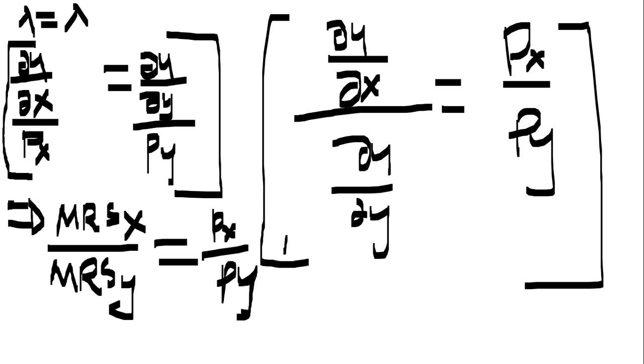You have managed to set up the Lagrangian function. You have also managed to get the partials with respect to good x, good y, and lambda. And lastly, you found lambda from x. You also found lambda from y. You equated the two so that you can reach the equimarginal principle. Okay. So this is what is supposed to be done.